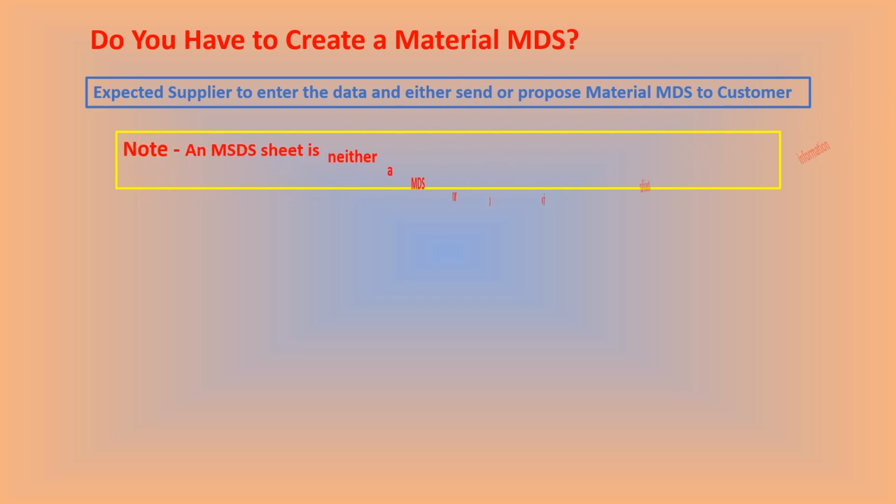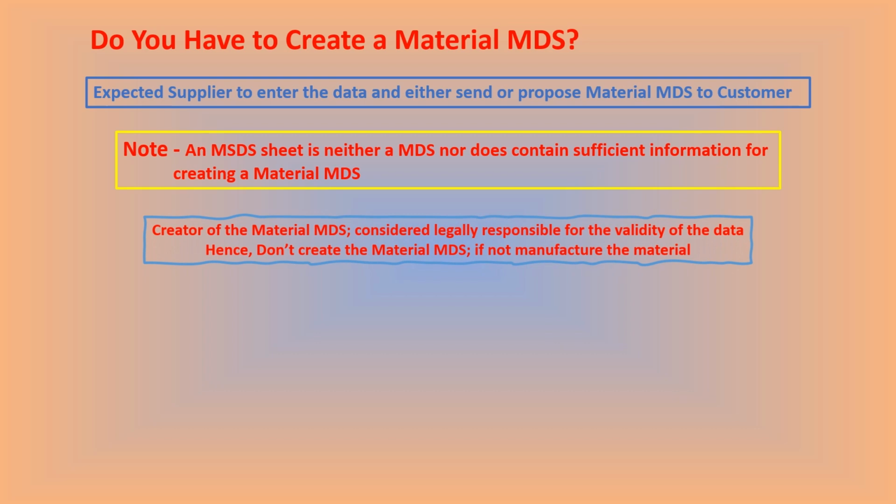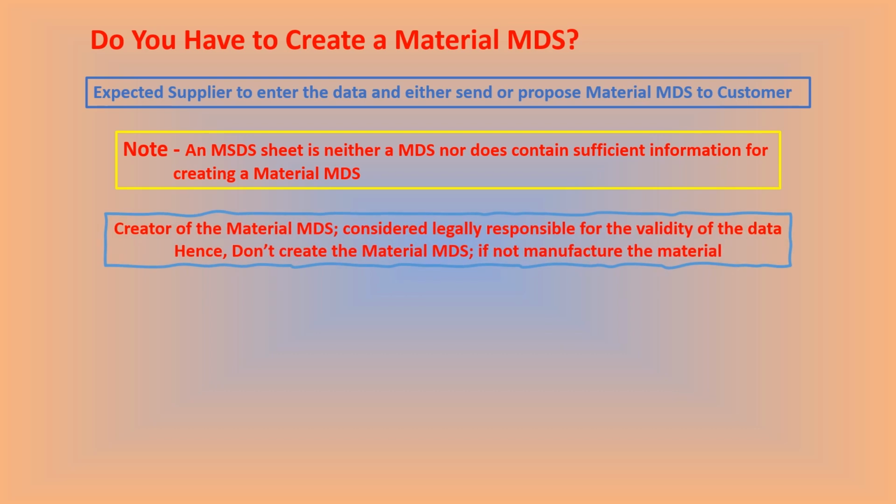Do you have to create a material data sheet? In fact, the supplier is expected to create the Material MDS and send or propose it to the customer. An MSDS sheet is neither an MDS nor does it contain sufficient information for creating a Material MDS. Worth noting, the creator of an MDS is considered legally responsible for the validity of data, and hence it is better not to create a Material MDS if you are not a supplier.